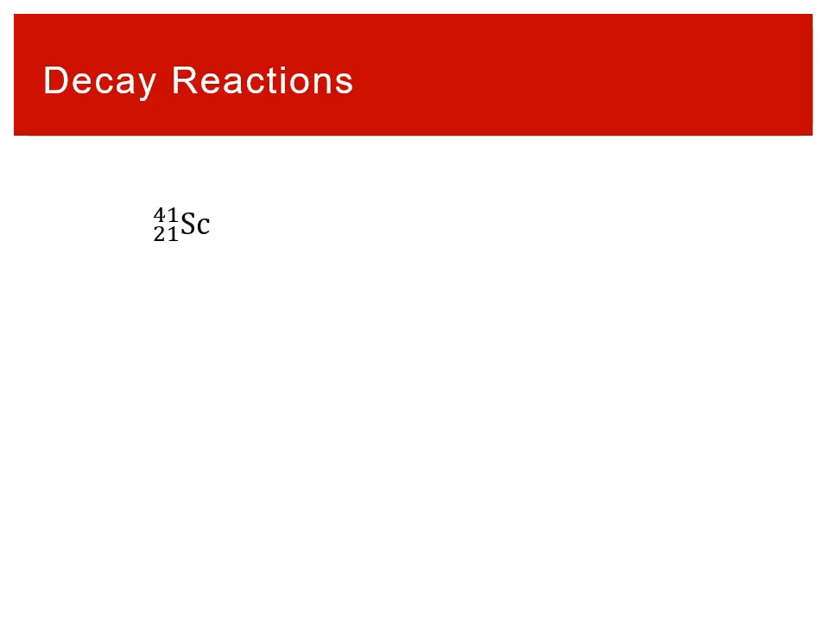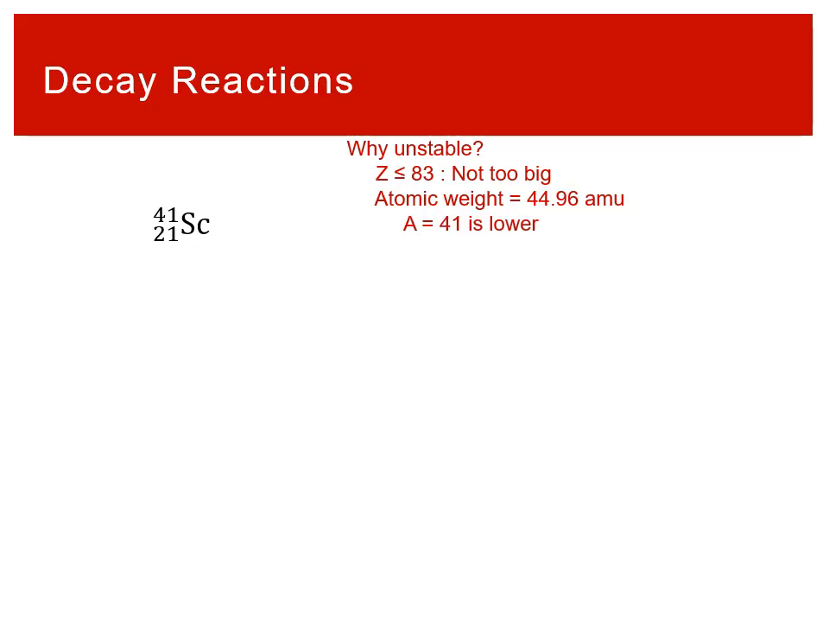Finally, scandium-41. So again, sorry about the table. This one's not too big. Z, your 21, is less than 83. So this is definitely not too big, well within that cutoff. The atomic weight of scandium, if you look up, is 44.96 atomic mass units. 41 is lower than this. So we know that our atomic mass is lower than 44.96. 45 is likely the stable scandium isotope. And so 41 is definitely lower than that.